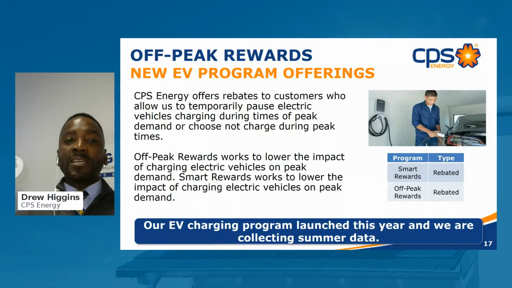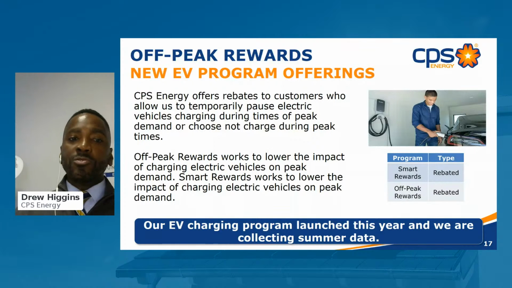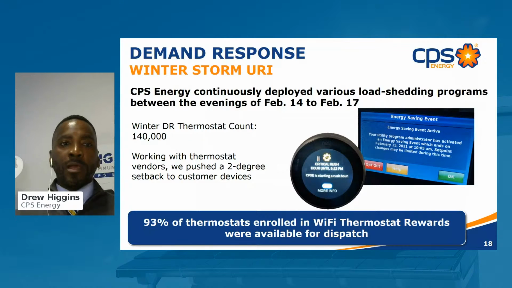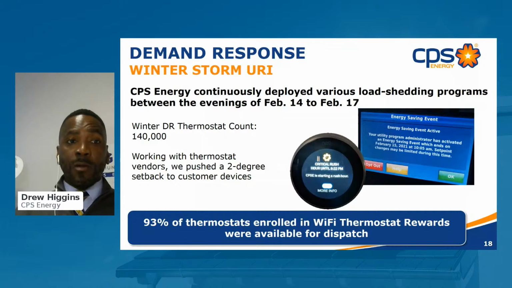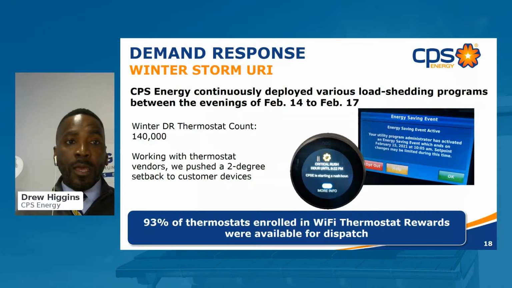Now, we've talked about the programs and the offerings. I want to show you the results of it. I'm going to go to an event that happened last February in Texas, and that was Winter Storm Uri. Winter Storm Uri is critical here because these programs were in action, right? During Winter Storm Uri, CPS Energy continuously deployed various load shedding programs between the evenings of February 14th and February 17th. We had no choice, right? This was an ERCOT mandate. We had to figure out how to get our load down.